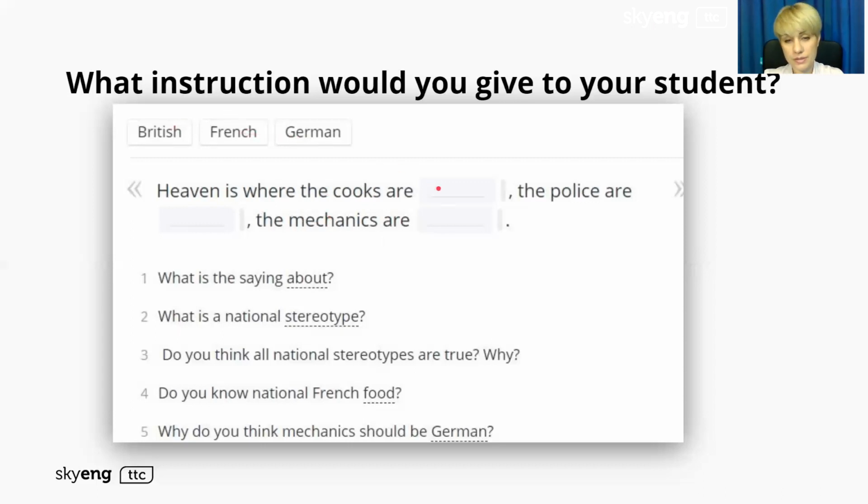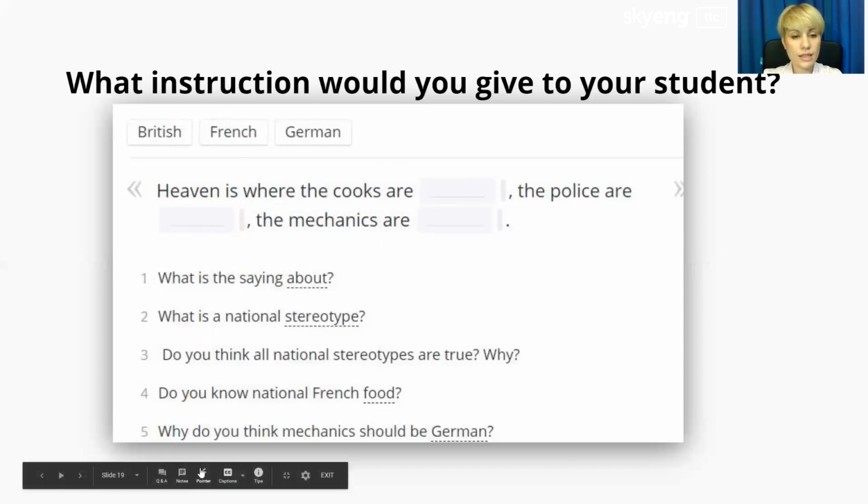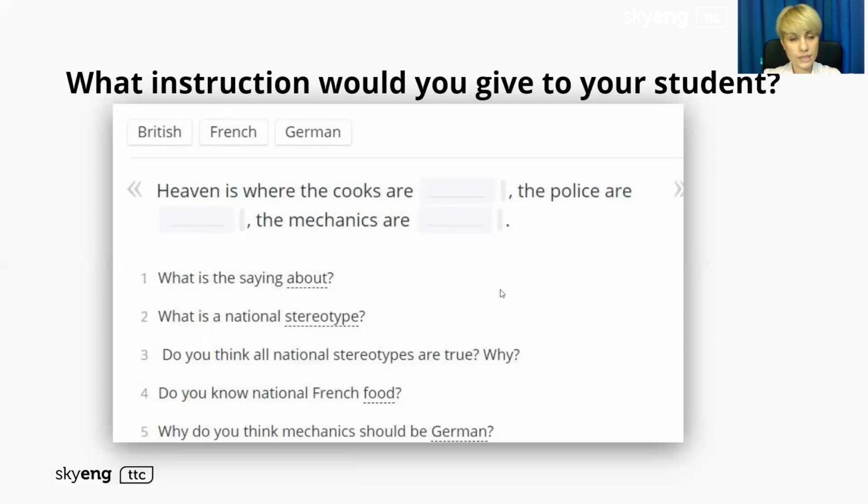Fill in the gaps with the words, and the student does it, and then answer the questions. So you can see that my instruction is given step by step. I wait till the student does this or that. This way, I don't have to repeat it. I don't have to explain it. The student does what I need just from the very first time.